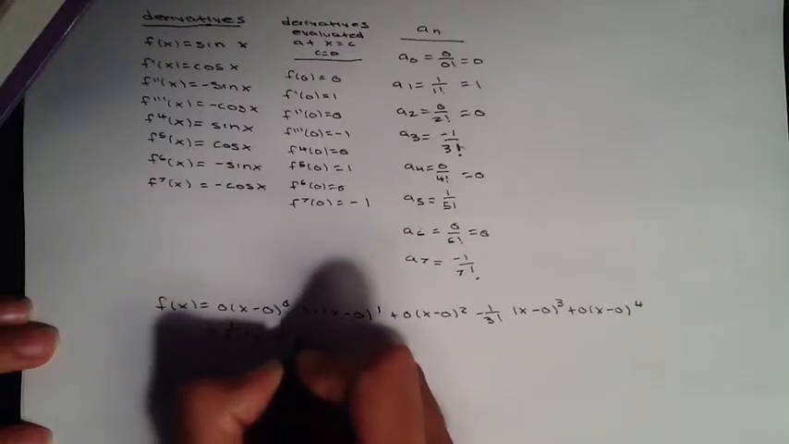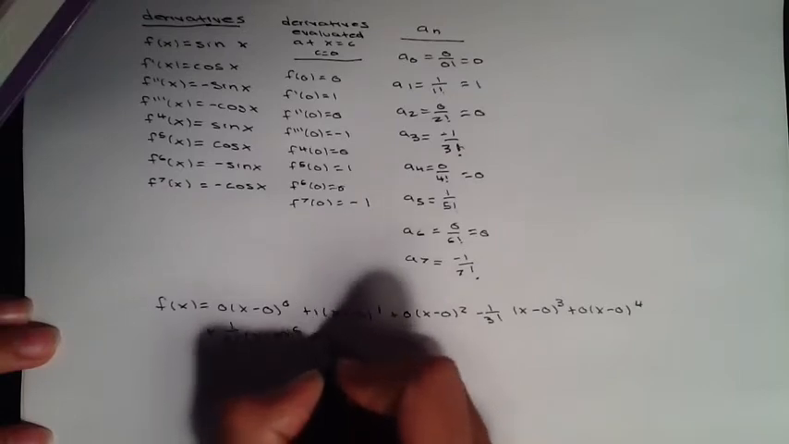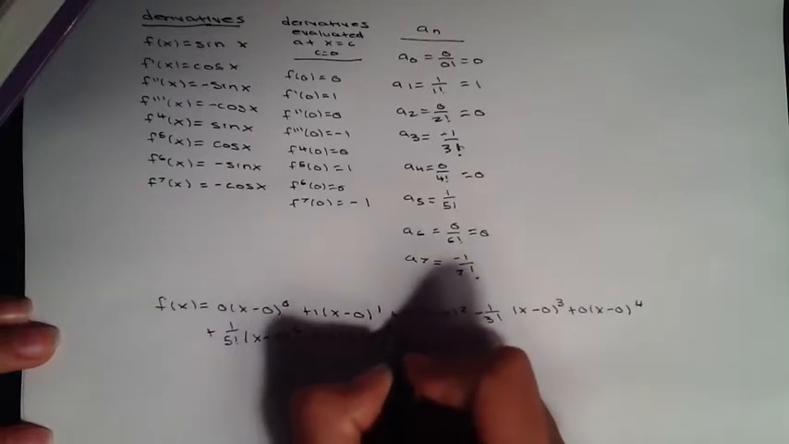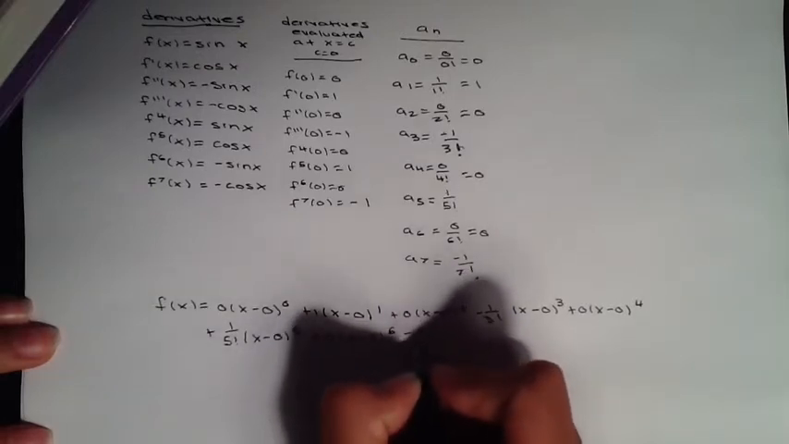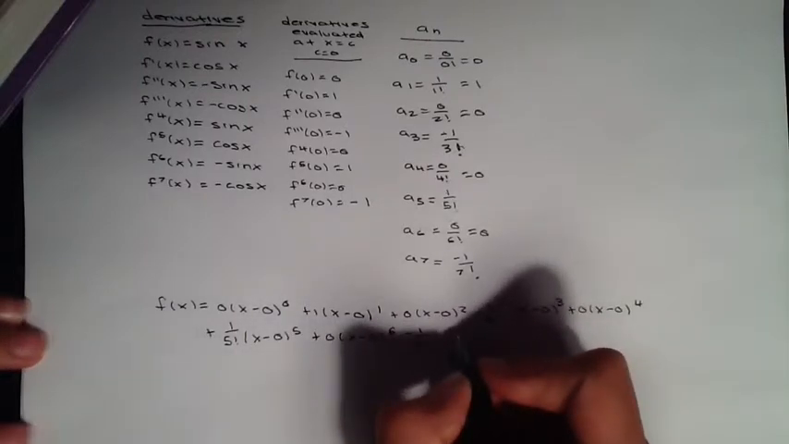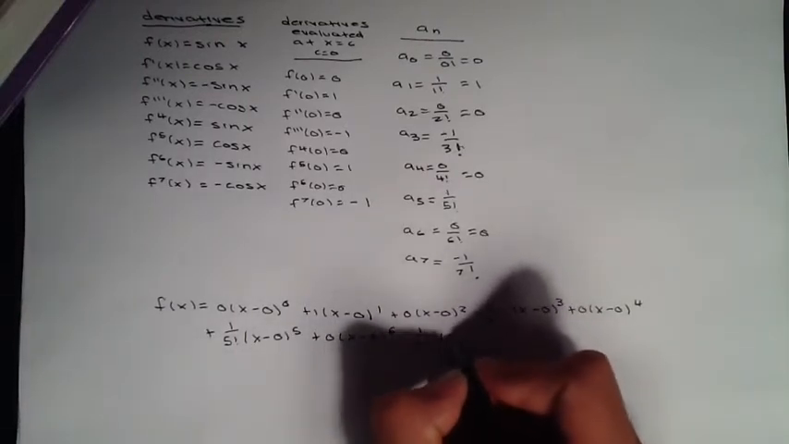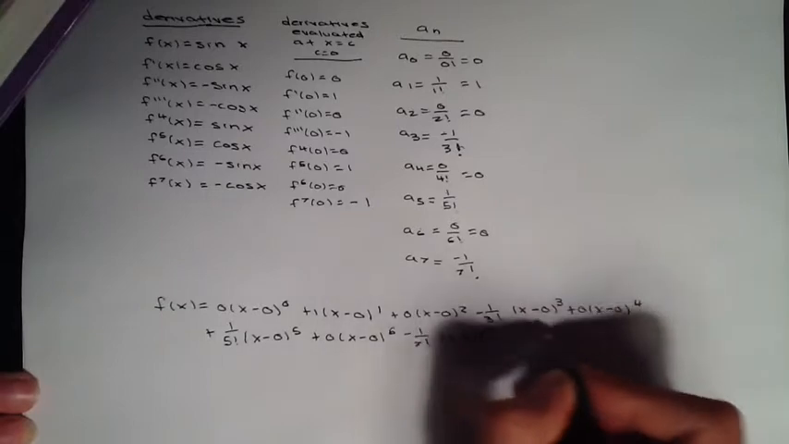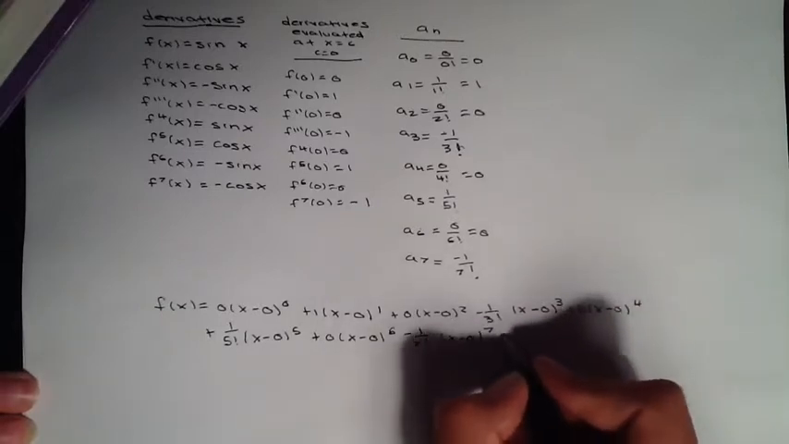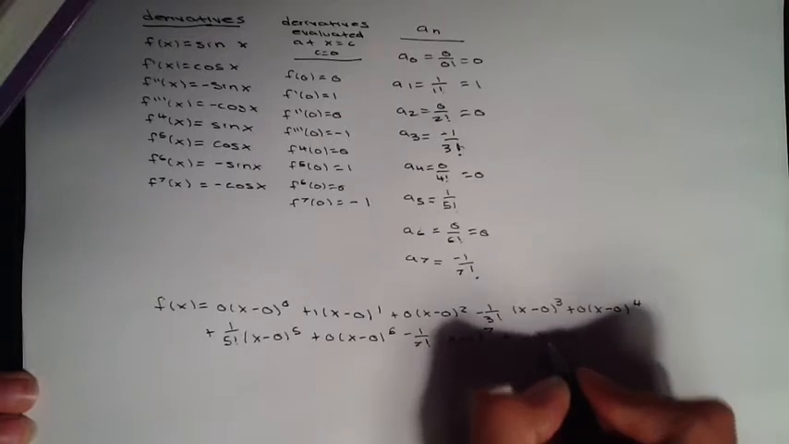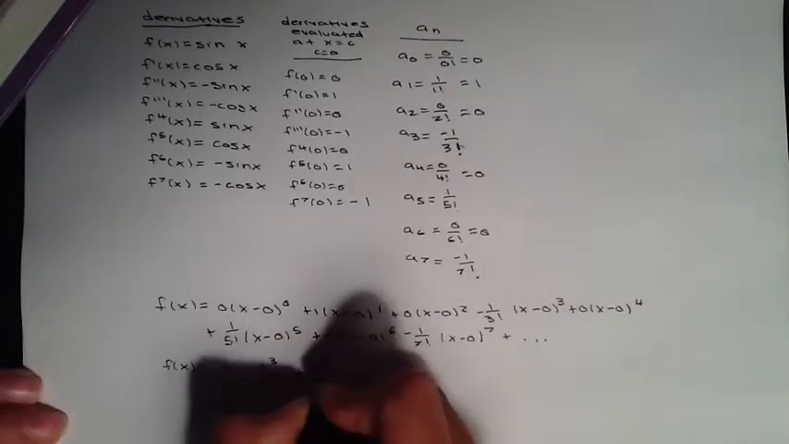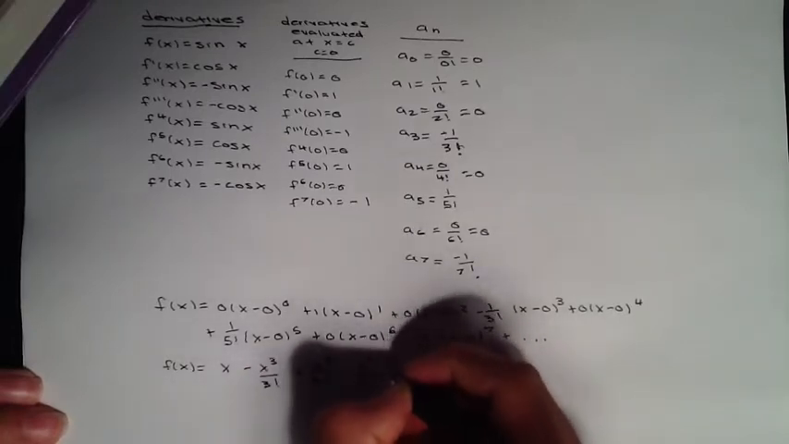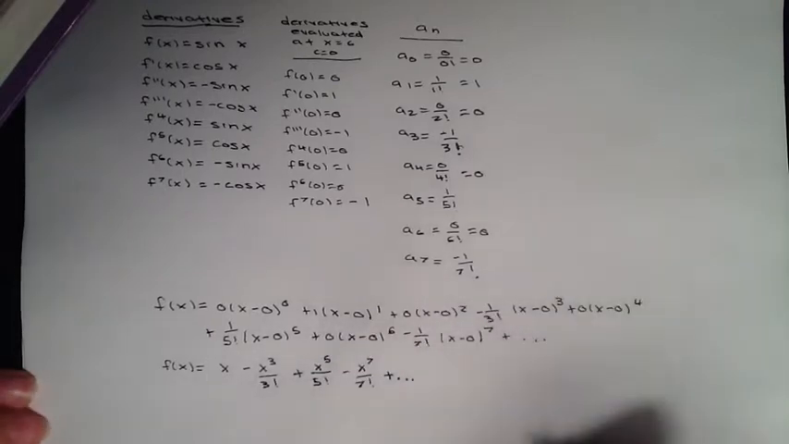Using the formula given at the beginning of this video for the general form of a Taylor series, you're going to get f of x equals 0 times x minus 0 to the 0th power plus 1 times x minus 0 to the 1 power plus 0 times x minus 0 squared minus 1 over 3 factorial times x minus 0 cubed plus 0 times x minus 0 to the fourth plus 1 over 5 factorial x minus 0 to the fifth plus 0 times x minus 0 to the 6th power minus 1 over 7 factorial x minus 0 to the 7th power, and so on.